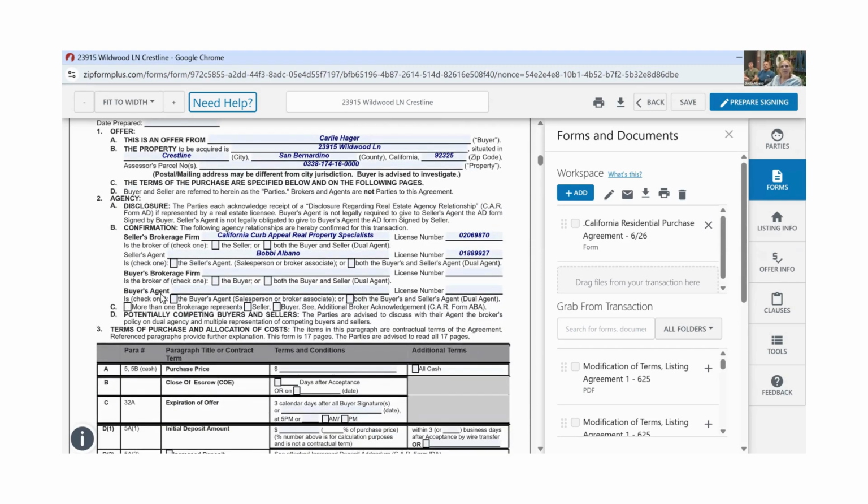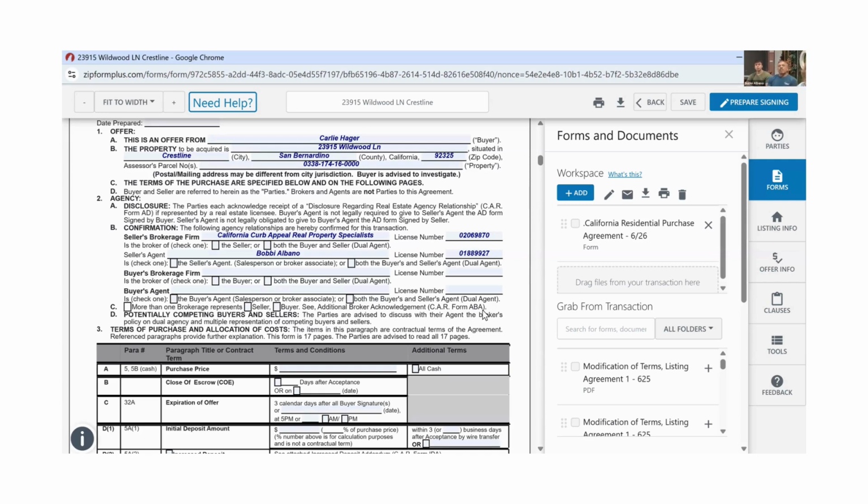All right, buyer's agent. Nope, this isn't new either. Buyer's agent, you want to put right here. Oh, okay. No, this is part of this. Okay. All right, C, more than one brokerage represents the seller or buyer. See additional broker's acknowledgement, CAR form ABA.